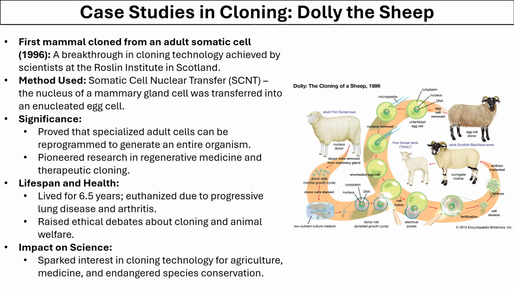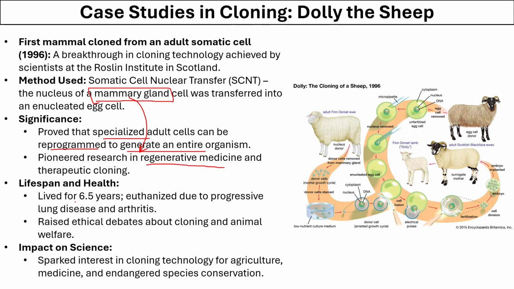This event was very significant because it proved that specialized adult cells can be reprogrammed to generate the whole organism. For example, the cells were only taken from a mammary gland, which is the milk production gland, but the milk producing gland cells could actually create the whole organism. So this gave us some hope for regenerative medicine, where we could use adult or mature cells and reprogram them to create other kinds of cells. For example, if somebody has defective blood cells, we could reprogram the cells to create healthy blood cells.